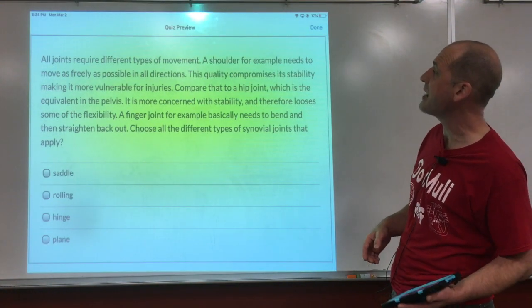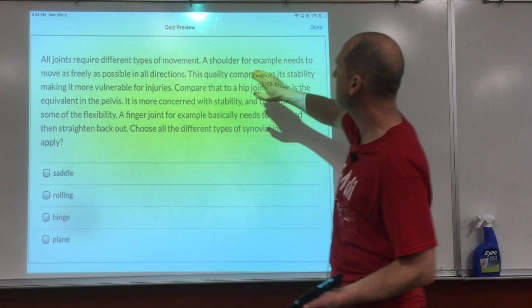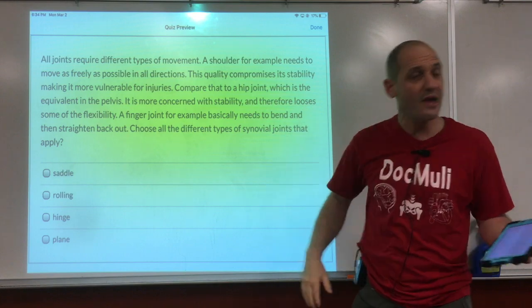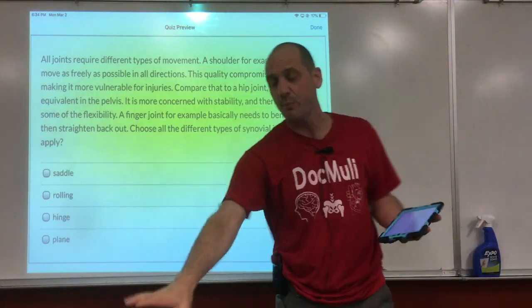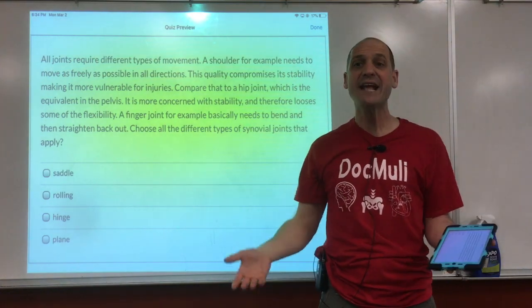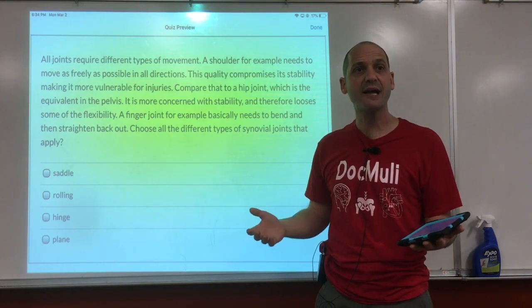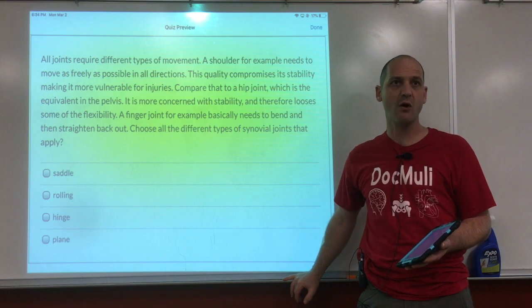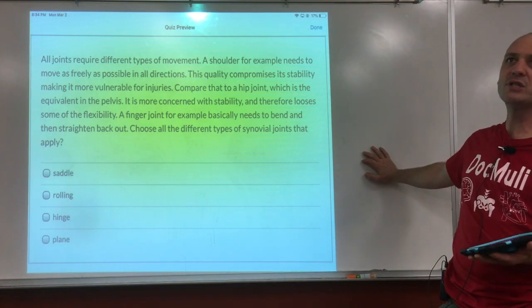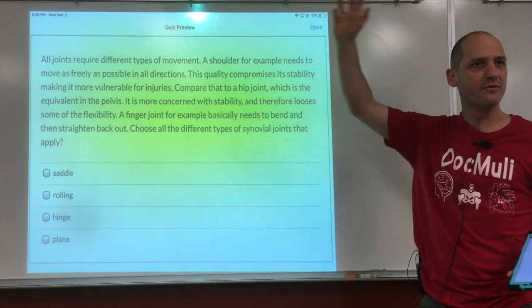All the joints require different types of movement. A shoulder, for example, needs to move as freely as possible in all directions. This quality compromises its stability, making it more vulnerable to injury. Does that make sense? If you think of a hip, that's solid. You can jump on that. If you jump on a shoulder, that's not going to work. But you can do this with a shoulder. So if you think of its strength and its flexibility at the same time, it's like an incredibly designed crane. It's very, very strong. It's just vulnerable because it's so flexible. So we have to be a little careful about that. For example, a lot of end range motion with weight on it, like swimming, crawl swimming, the freestyle swimming.